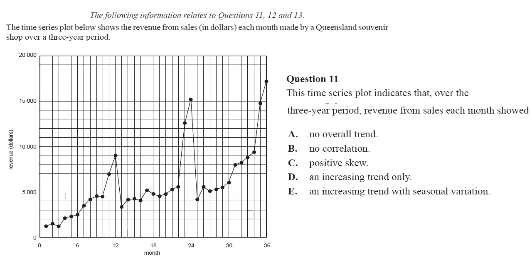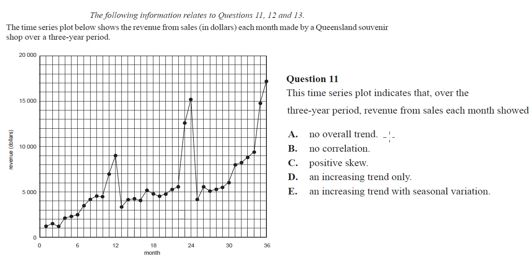Question 11 said, this time series plot indicates that over the 3-year period, revenue from sales each month showed no overall trend, no correlation, positive skew, an increasing trend only, or an increasing trend with seasonal variation. So let's rule these out one by one.